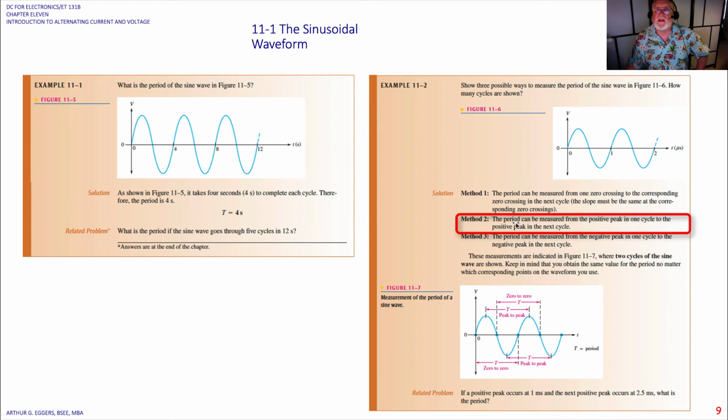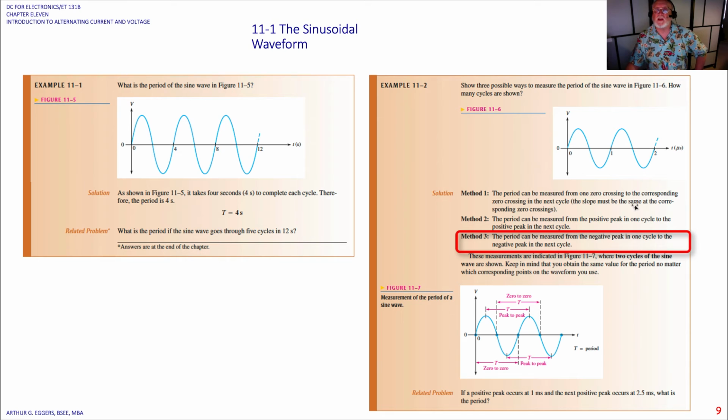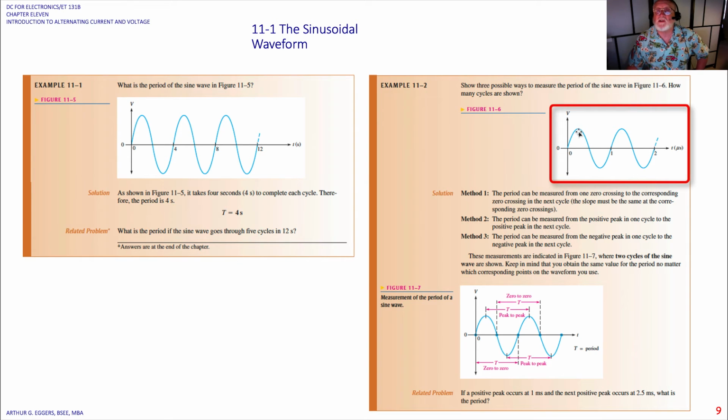The second method then, the period can be assumed from a positive peak in one cycle to the positive peak of the next cycle. So from right here to right here. Correspondingly true, we can do the same thing with the negative peak. So the negative peak here to the negative peak here will measure the period. So again, you pick one. Sometimes when you're doing this on an O-scope, sometimes it's easier to see if you measure at the peaks, negative or positive. Sometimes it's easier to see where it crosses the 0.